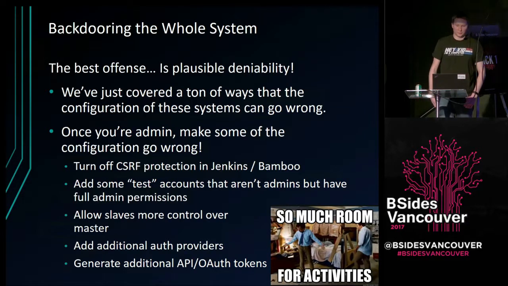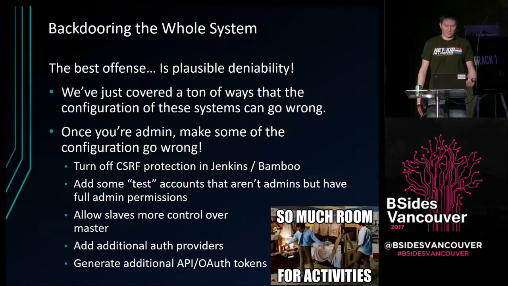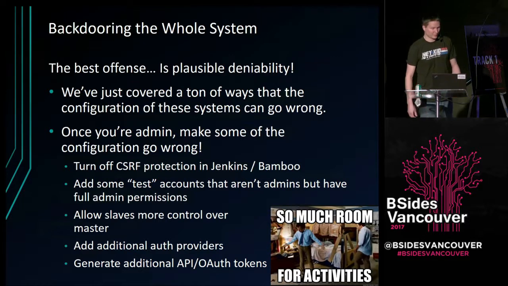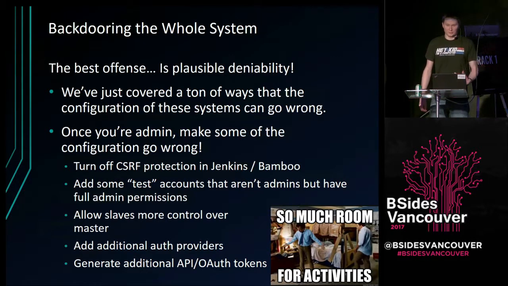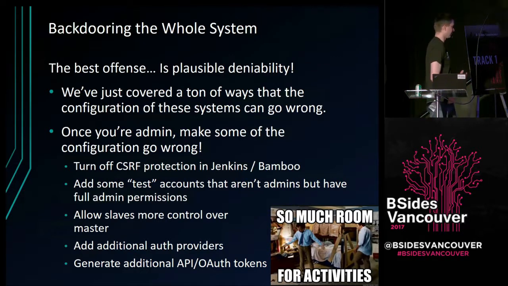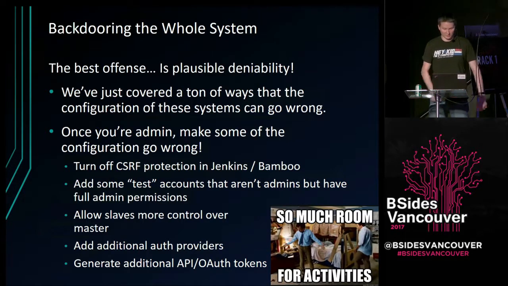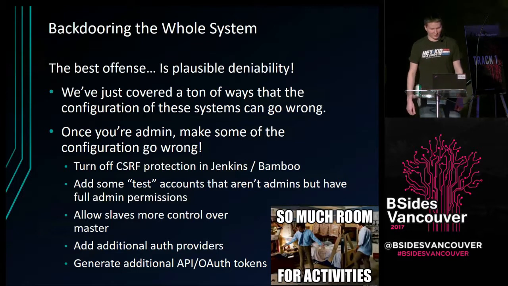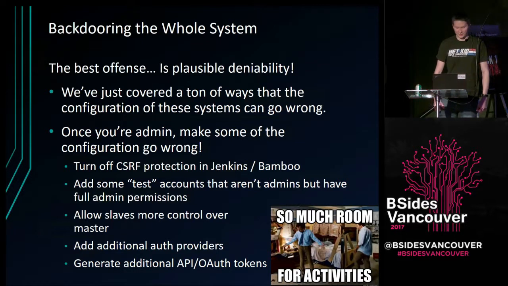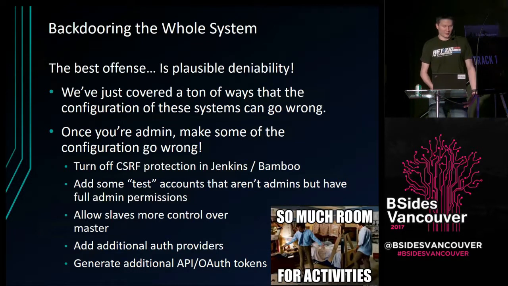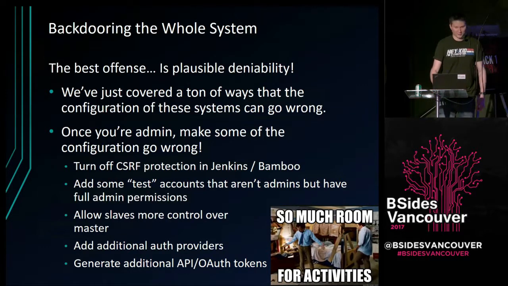Why not backdoor the whole system? I think the best offense is plausible deniability. So you already know there's 1 million ways to do your configuration wrong. Once you've taken over one of these servers, just make the configuration less secure. Turn off CSRF protection, add some test accounts, maybe add a new auth provider, generate a whole bunch of API tokens. The possibilities are kind of endless, and most of these no one would ever know for sure was an attacker.